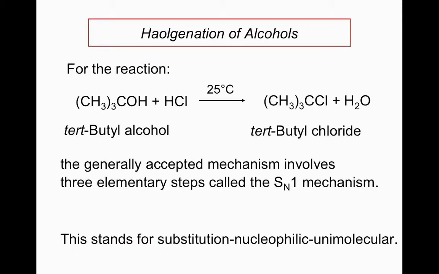Let's take a look at the mechanism for the halogenation of alcohols to see that carbocations are involved with the substitution of a halogen atom for an OH group in an alcohol. Let's consider this reaction on the slide, the reaction between tert-butyl alcohol and hydrogen chloride to form tert-butyl chloride and water. The accepted mechanism for this reaction involves 3 steps, and we call it the SN1 mechanism.